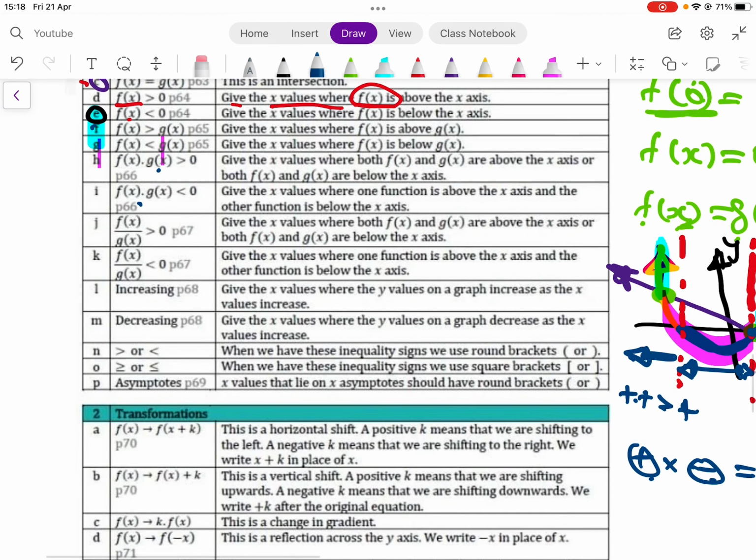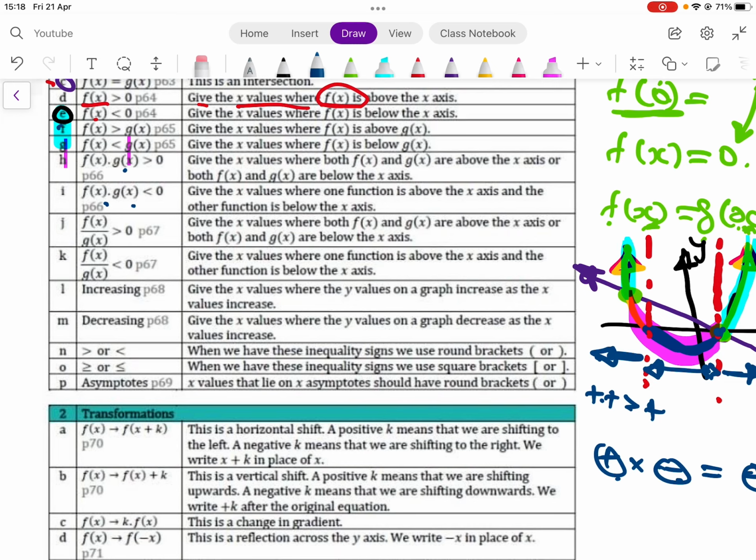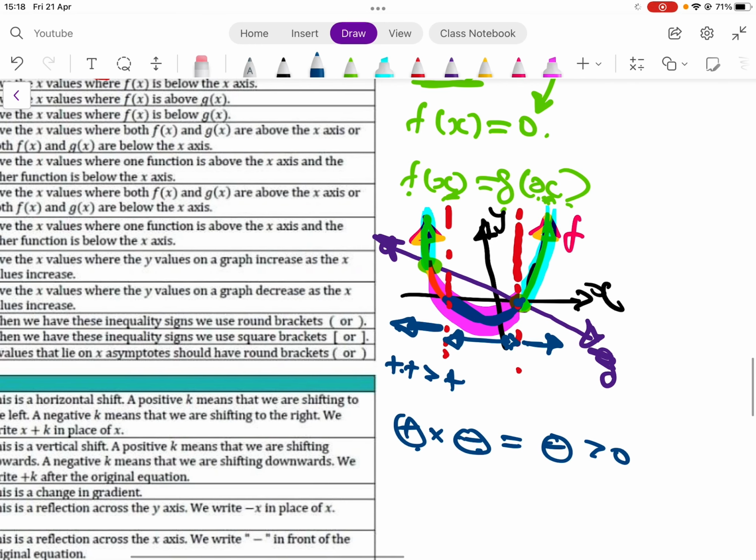But now when we say f at x times g at x is negative, we're basically just going to look at portions where one is above, the other one is below. So these portions are this portion as well as this other portion. I hope you get what I mean by that.